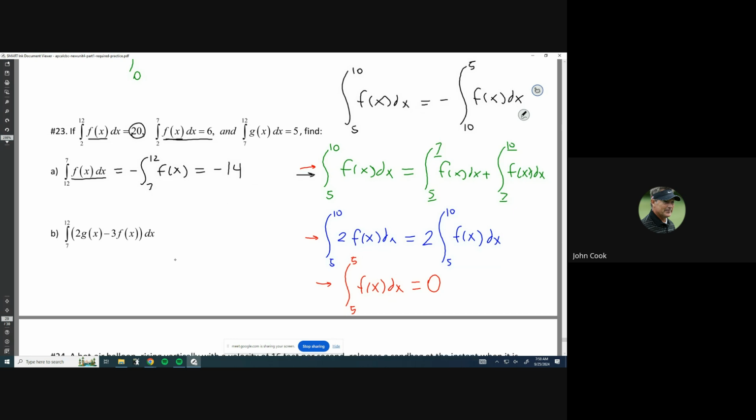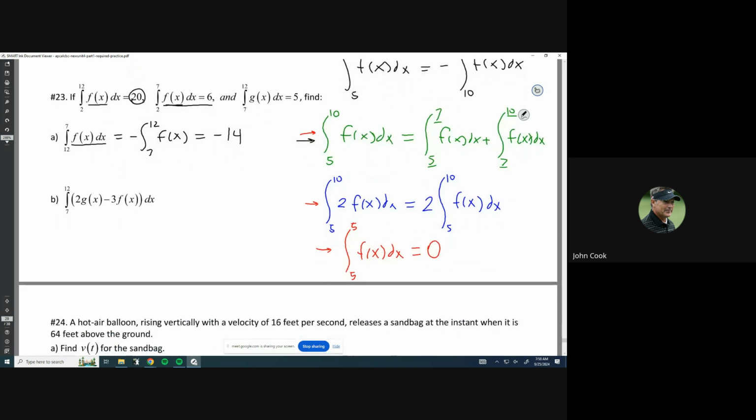Now, B is a little bit more complicated, but just by a little bit. So let's split this apart first. This is the same thing as saying the integral from 7 to 12 of 2g of x dx minus the integral of 3 f of x over the same boundary, from 7 to 12, dx again. Okay, and then constants can move out front. So I'm going to move that constant out front, 2. I'll move that constant out front, 3.